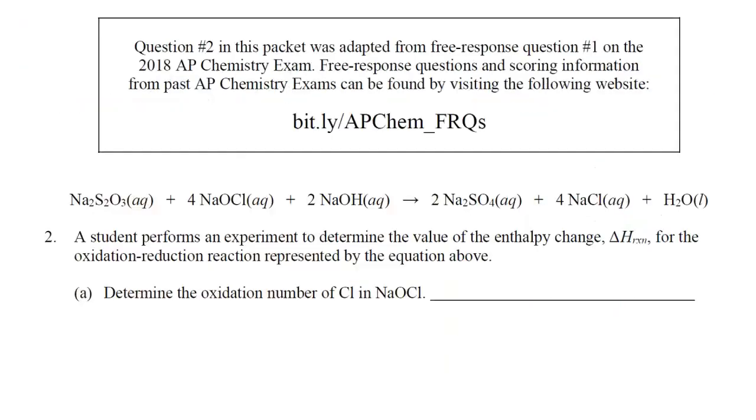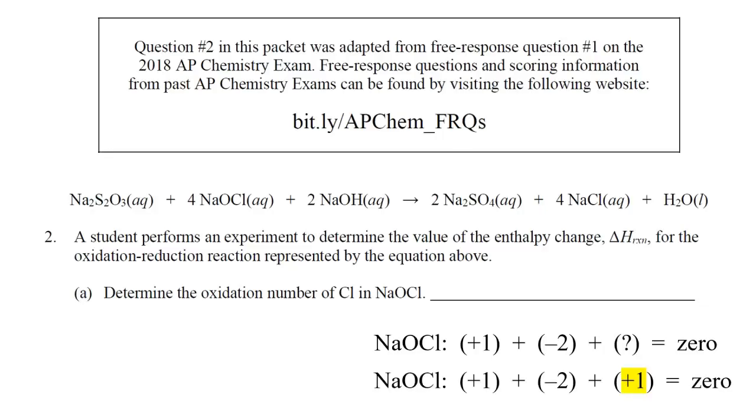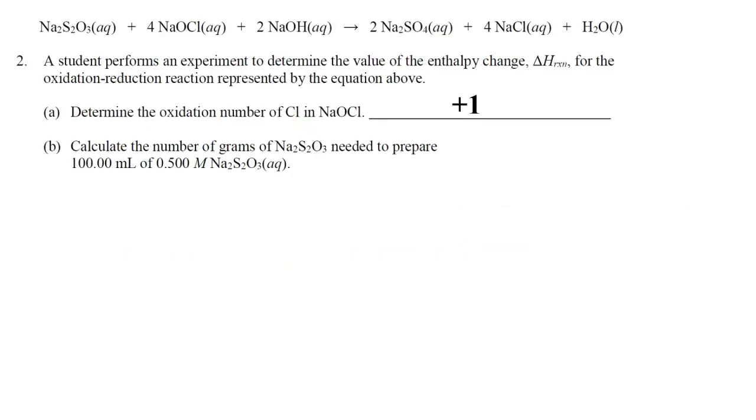So we can assign an oxidation number of +1 for sodium, -2 for oxygen, and the sum of the oxidation numbers of all three elements would equal 0. So if we do that math, then the oxidation number of chlorine would be +1 in the compound NaOCl. So the correct answer to part A of this question is +1, the oxidation number of chlorine in sodium hypochlorite, NaOCl. Now, let's take a look at part B of this question.